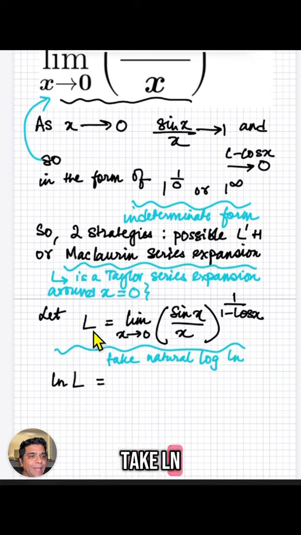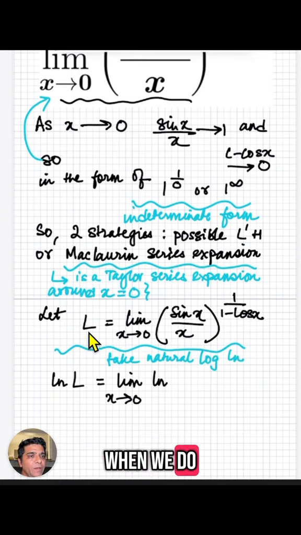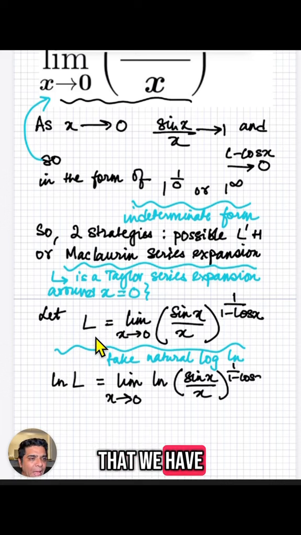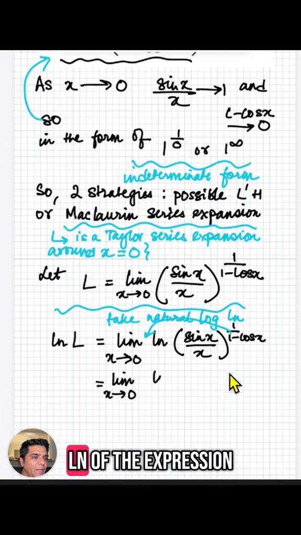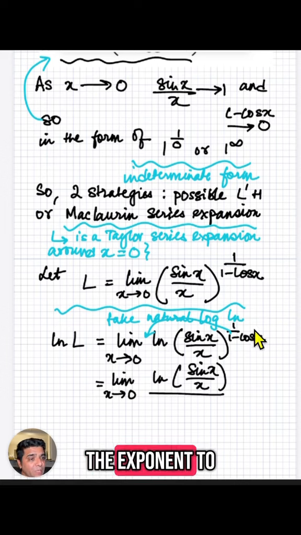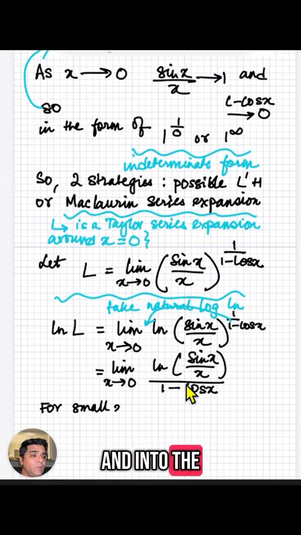Okay, so let's take ln on both sides. When we do that, we have the natural log, ln of the left, ln of our expression. We did this because we want the exponent to come before the ln and into the denominator.